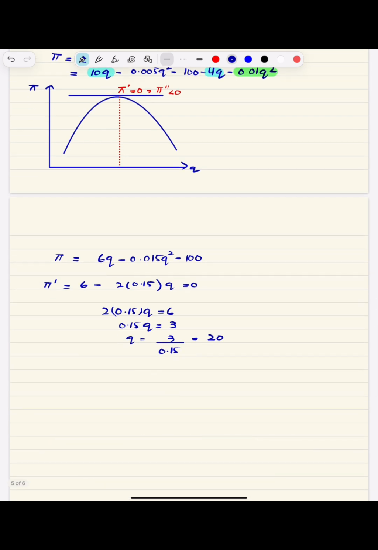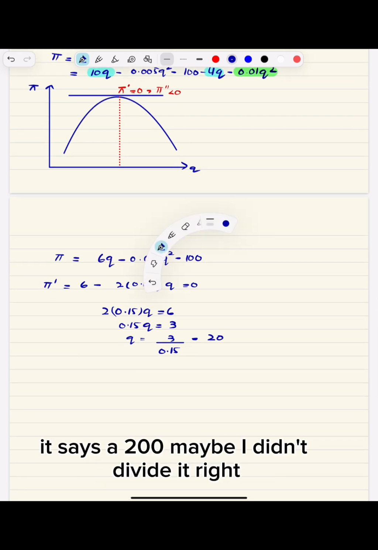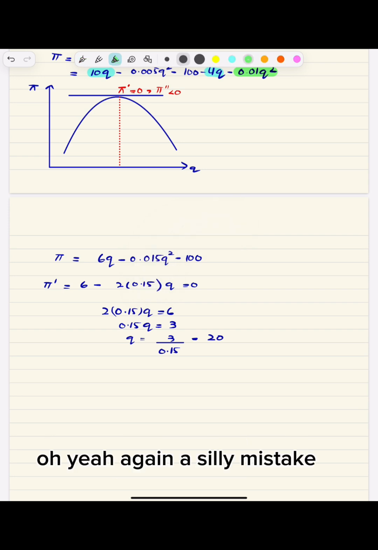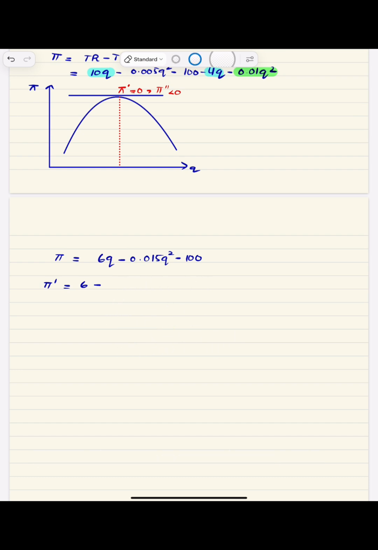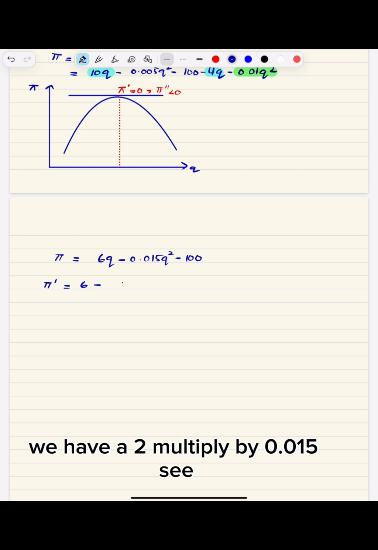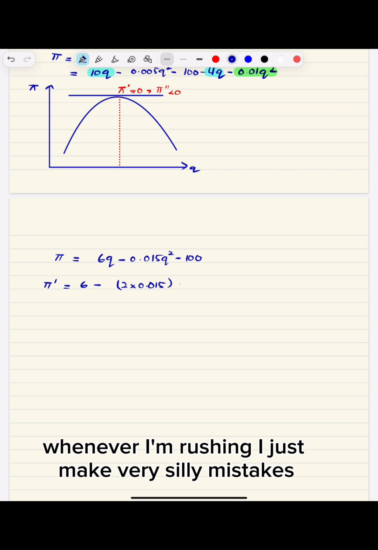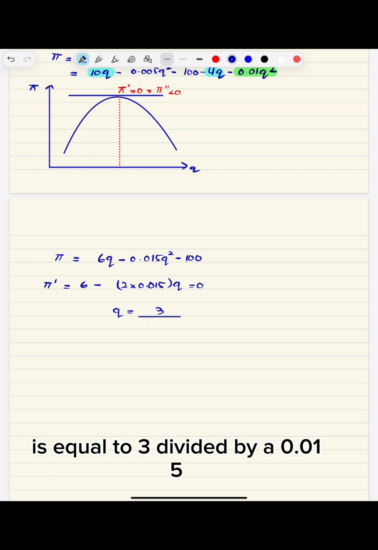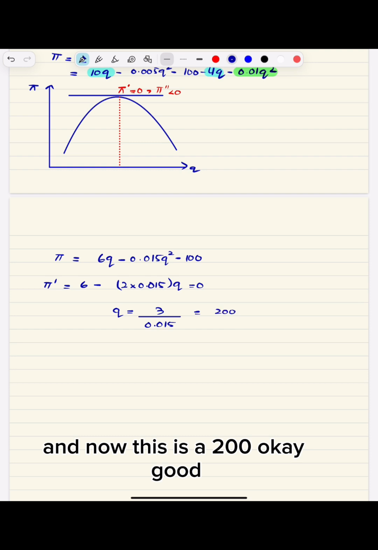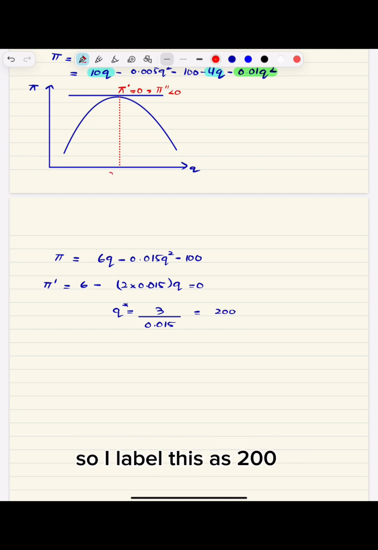Okay, actually I haven't, it says 200, maybe I didn't divide it right. Oh yeah, again a silly mistake, there's a 0 here. Wait, we have 2 multiplied by 0.015. See, whenever I'm rushing, I just make very silly mistakes. So it was actually Q equals 3 divided by 0.015, and now this is 200. Okay, good. So I label this as 200.